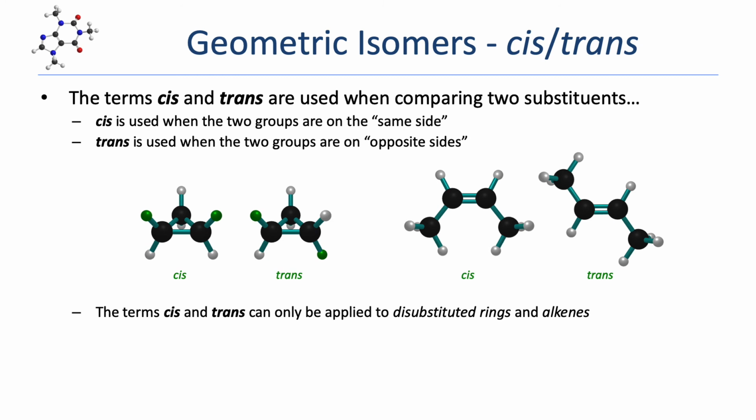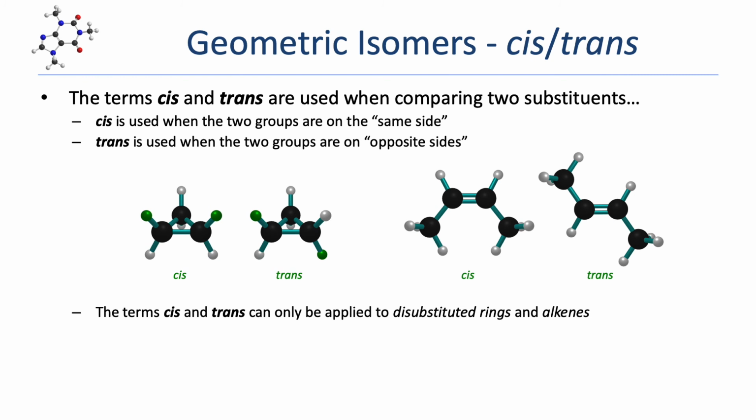In the second structure, the two green substituents are pointing in opposite directions. And since they're in opposite directions, that is the trans isomer. We can see the same thing in those two alkenes. In the first molecule, the two non-hydrogens, the two methyl groups, are both pointing in the same direction, downward. That means that's the cis isomer of that alkene. And in the second structure, the two methyl groups are pointing in opposite directions, one upward and one downward. So that's the trans isomer.